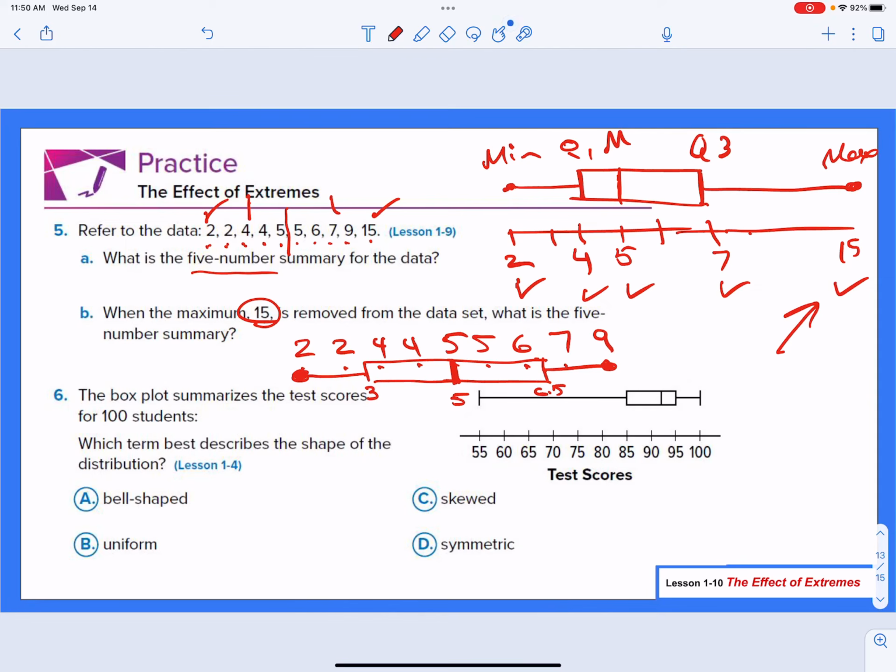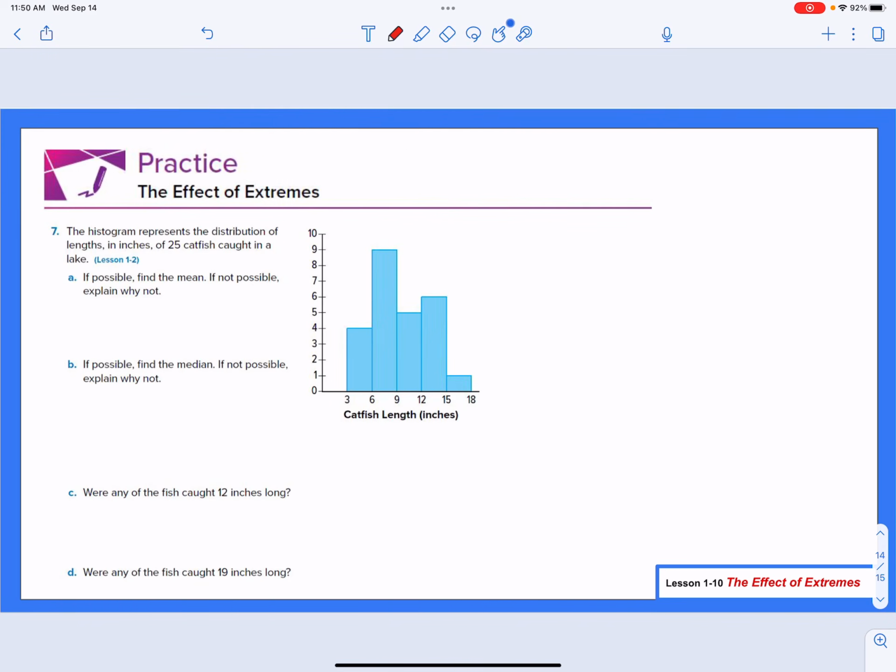Number 6, the box plot summarizes test scores for 100 students. So that's the box plot right there that I've written over a little bit. Which term best describes the shape of the distribution? Well, it's not bell-shaped because we have this kind of crazy extreme low score over there. It's not uniform because we can't tell if it's uniform or not with this one because it doesn't show individual values. It certainly looks skewed. And in terms of being symmetric, we would say no, not symmetric. This is definitely just a skewed distribution right there.